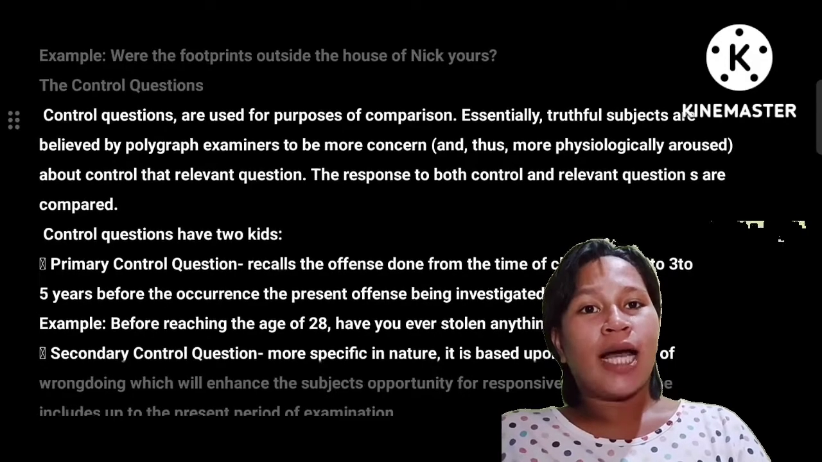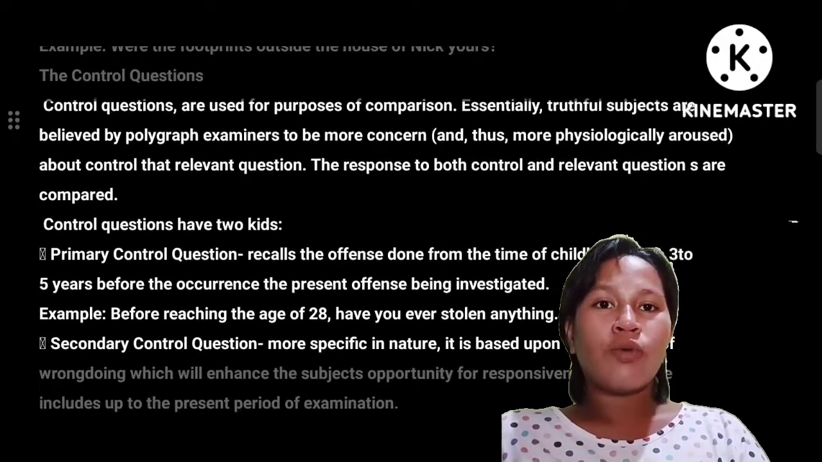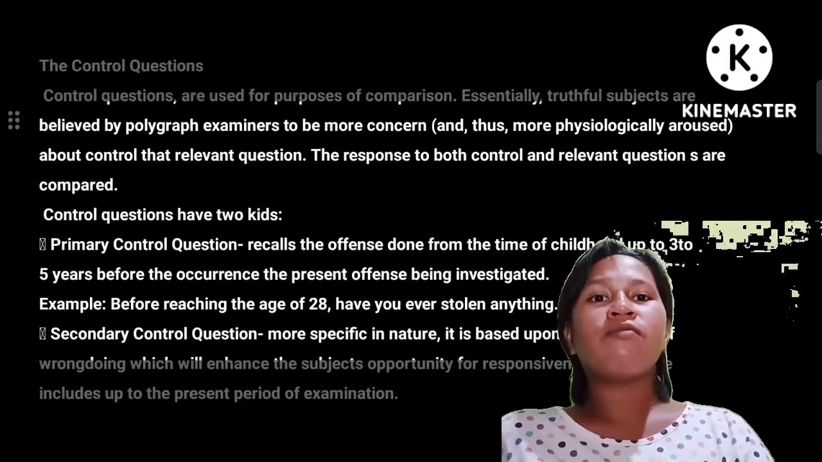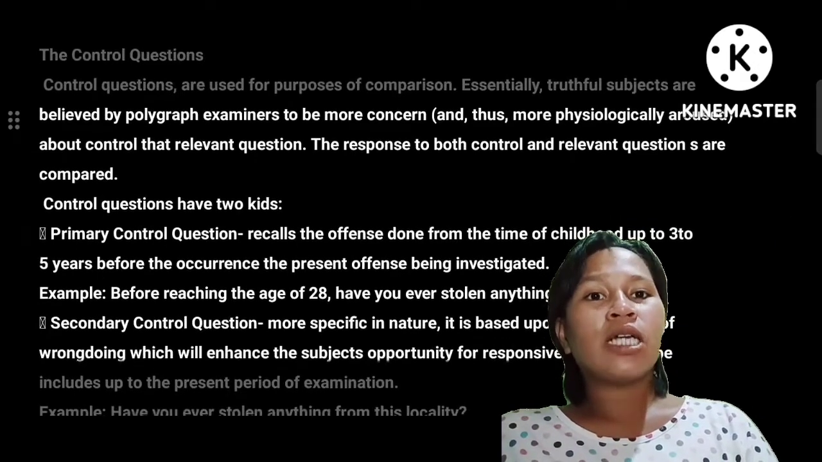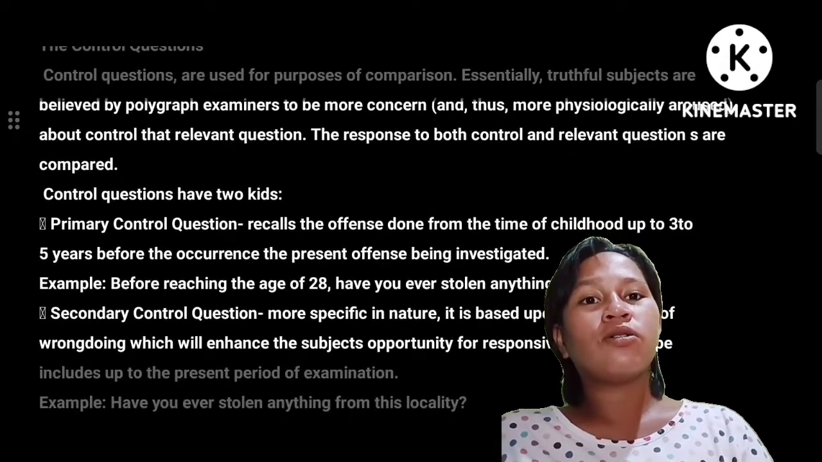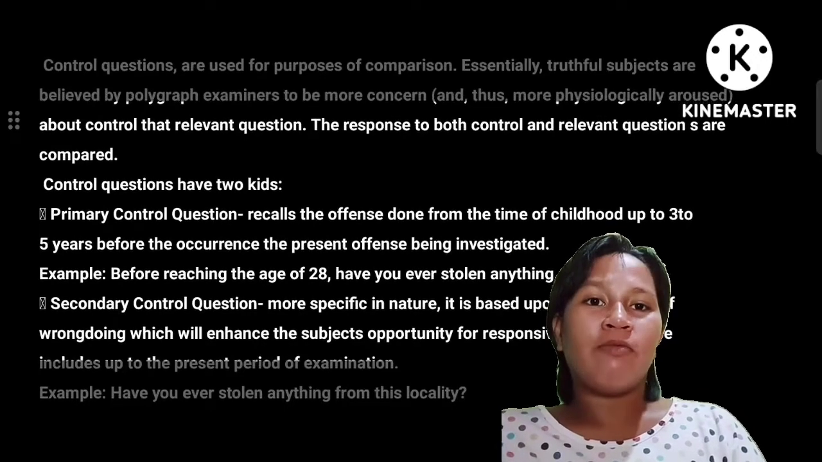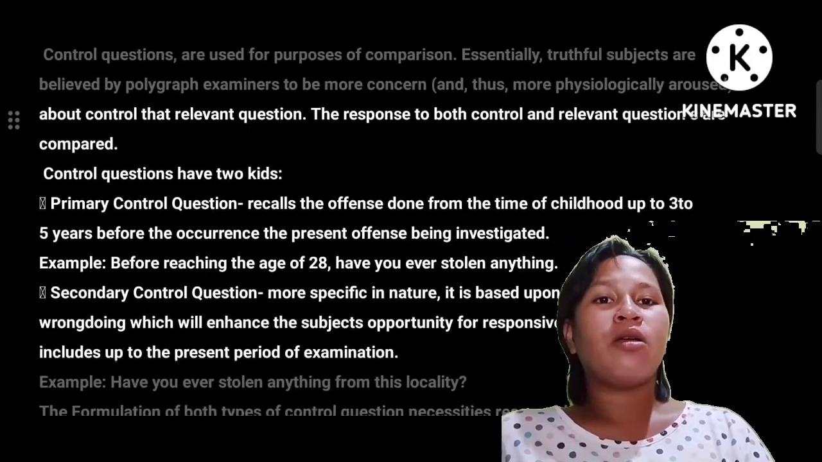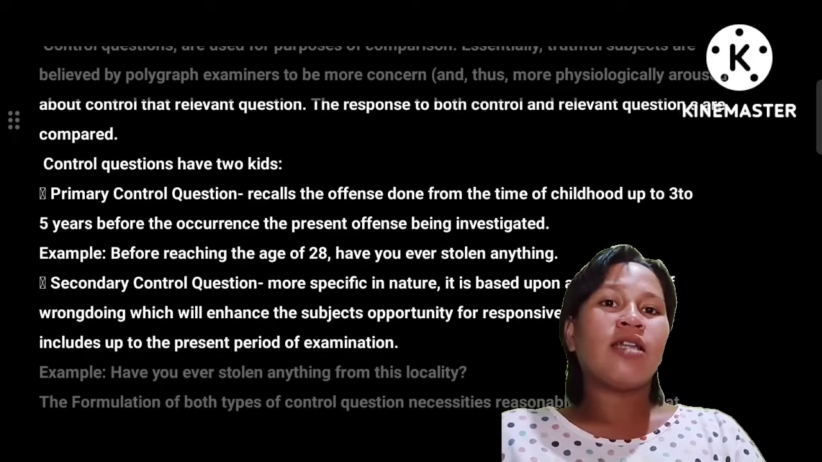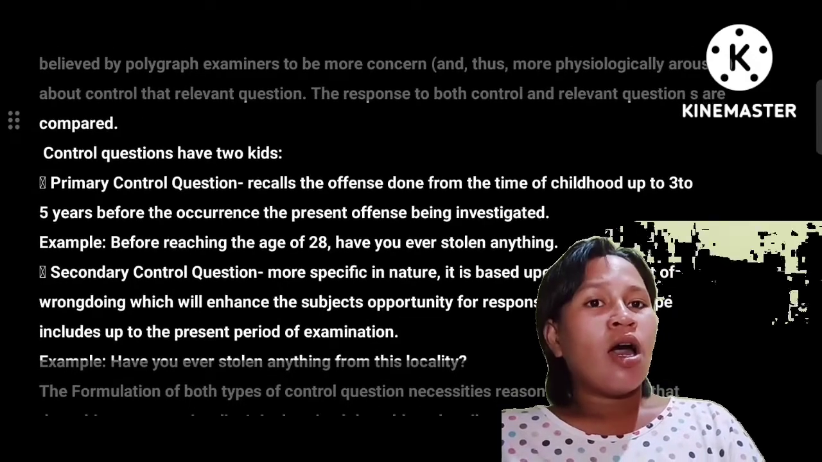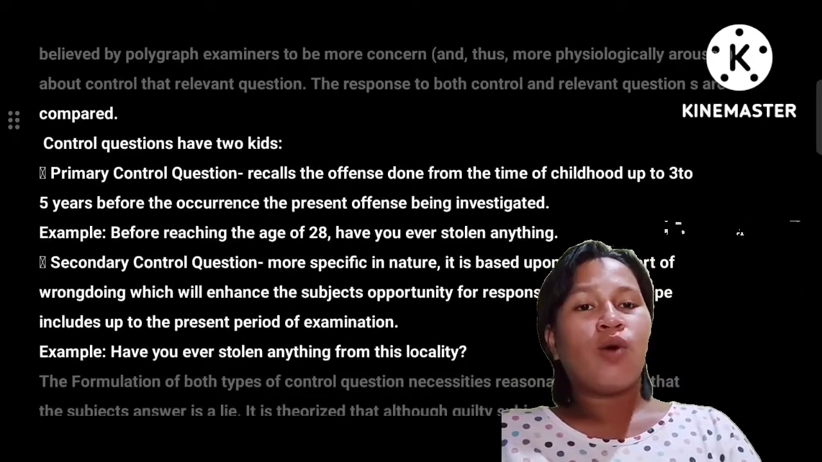Control questions have two kinds. Primary control questions recall offenses done from the time of childhood up to 3 to 5 years before the occurrence of the present offense being investigated. For example, before reaching the age of 30, have you killed someone?